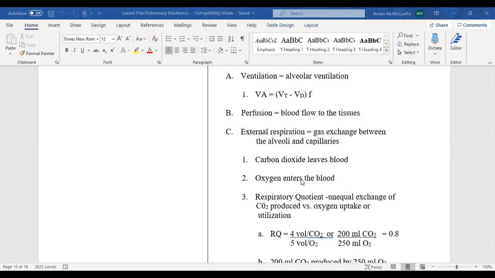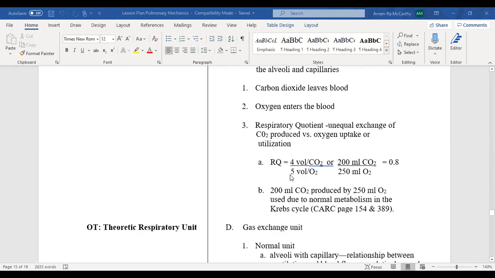Very important. Now, number 3, respiratory quotient. Make sure you highlight this, because they're going to ask you for the definition of respiratory quotient. The only thing you need to know about it is that it's the unequal exchange of CO2 produced versus oxygen used.